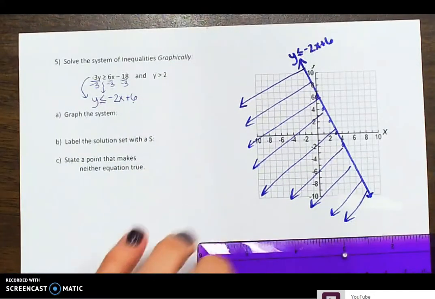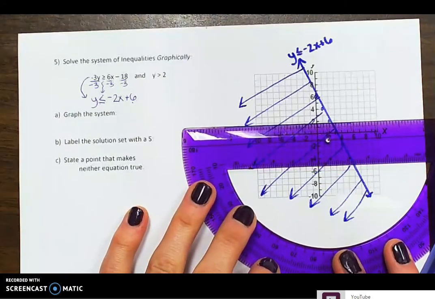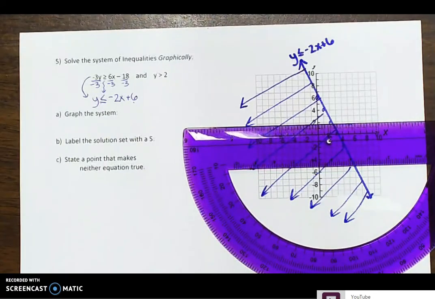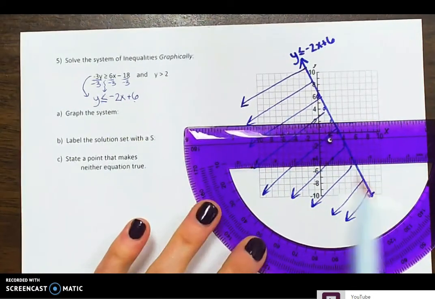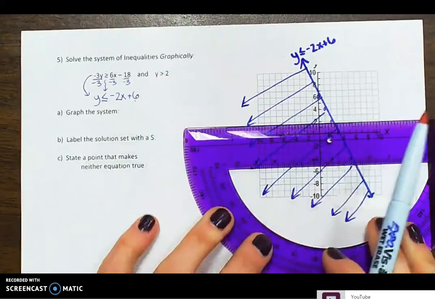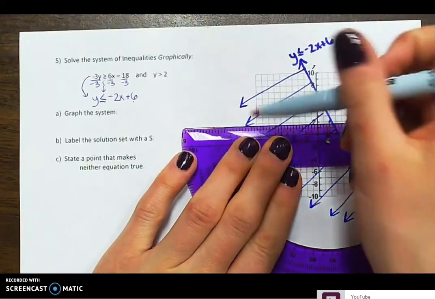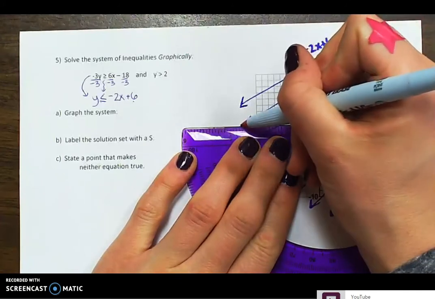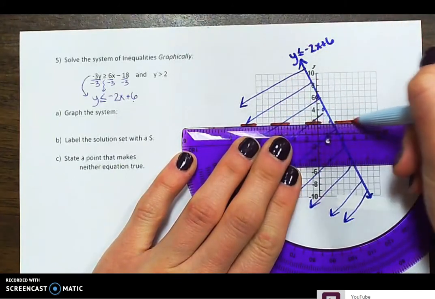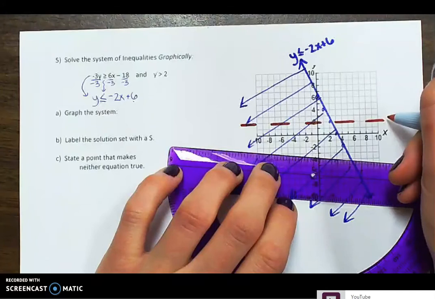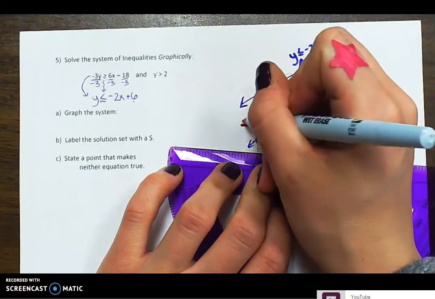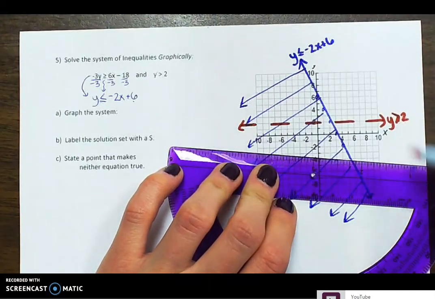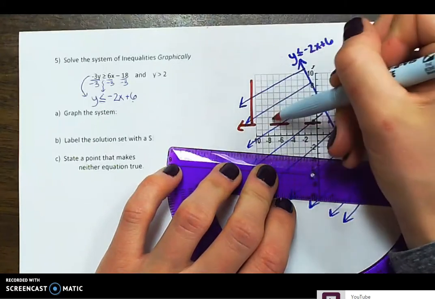So I'm going to come over here, I'm going to put my ruler at 2. Now be very careful, we have to realize this is a solid or a dashed line. Well, there's no line underneath there, so that means it's not equal to, it's just greater than. So we have to do dotted. Y is greater than 2. Now, since the y is greater than, that means we shade up.